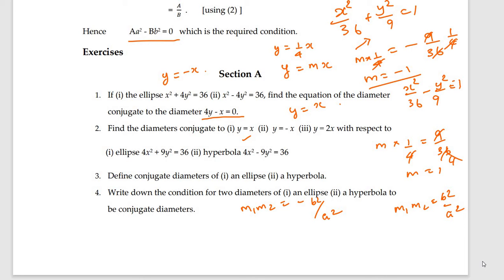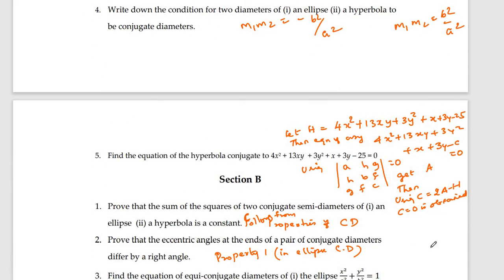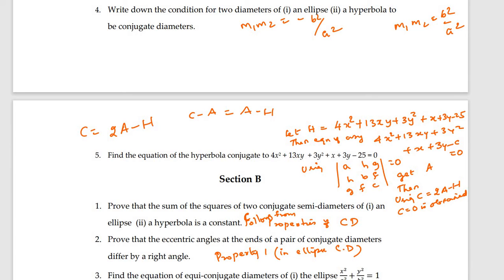If the two diameters are the lines with slopes m1 and m2, then like that it should be written. And in section A we have one more, find the equation of the hyperbola conjugate to the given one. For this we have to make use of this formula C is equal to 2A minus H. That is, from C minus A is equal to A minus H, we can obtain this.